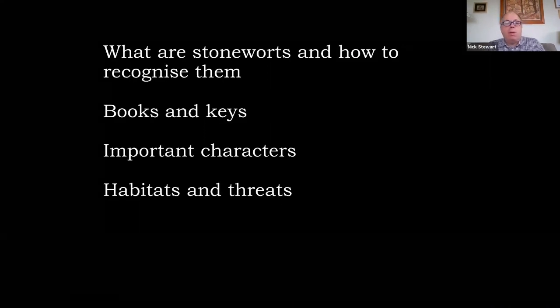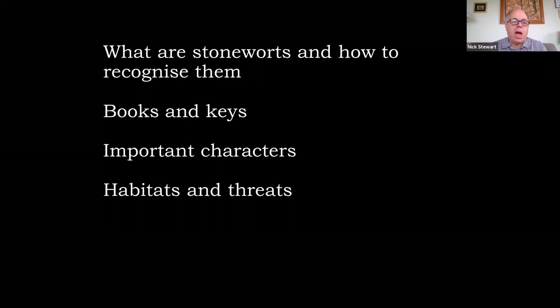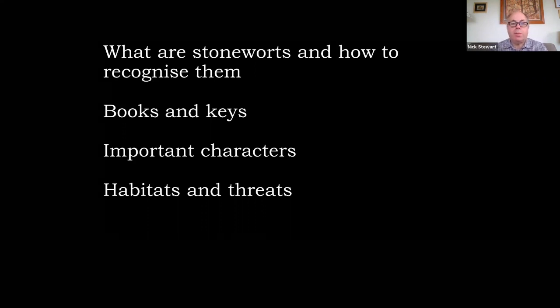A rough plan of what we'll be looking at today. First of all, a bit of an introduction as to what stoneworts are and how to recognize them. A little bit on books and keys, but the main body of this talk will be looking at characters for identification and how to go about identifying them. I'll finish up with a little bit looking at habitats and threats to stoneworts.